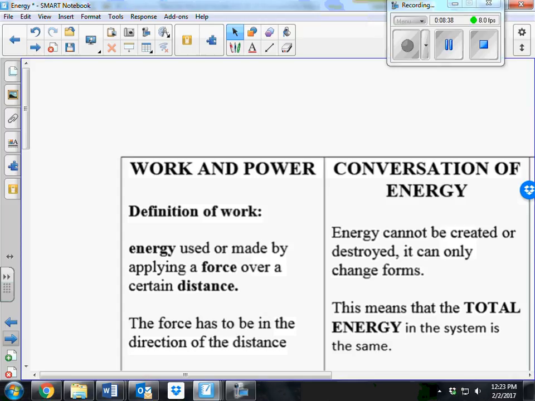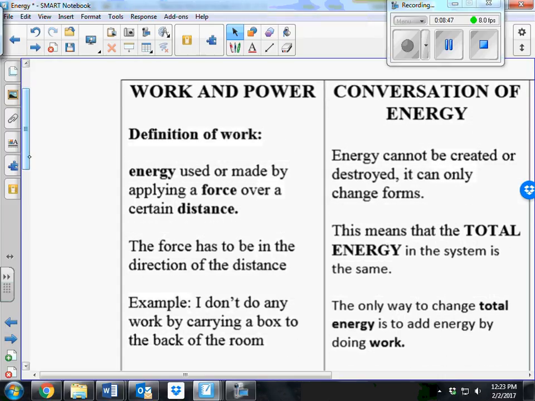Now, work and power. Definition of work: energy used or made by applying a force over a certain distance. Here's the critical part, ladies and gentlemen. The force has to be in the direction of the distance.